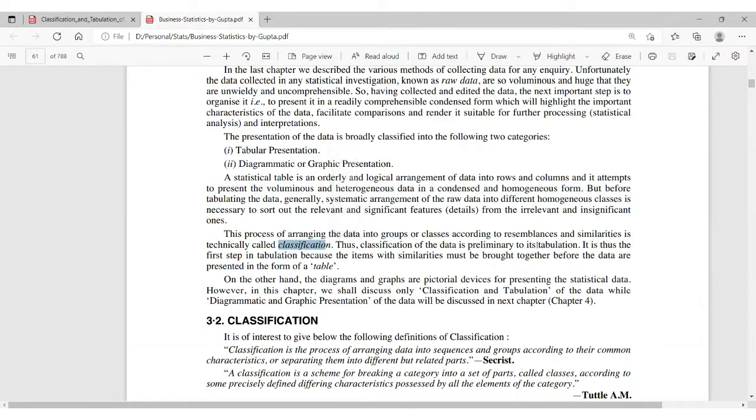The classification of the data is prior to its tabulation. So it is the first step of tabulation, because items with similarity must belong together before the data is presented in the form of a table. On the other hand, diagrams and graphs are pictorial devices to present statistical data. In this chapter, we shall see classification. Classification is what? That we arrange the data in groups and classes, right? This is the first step for tabulation.